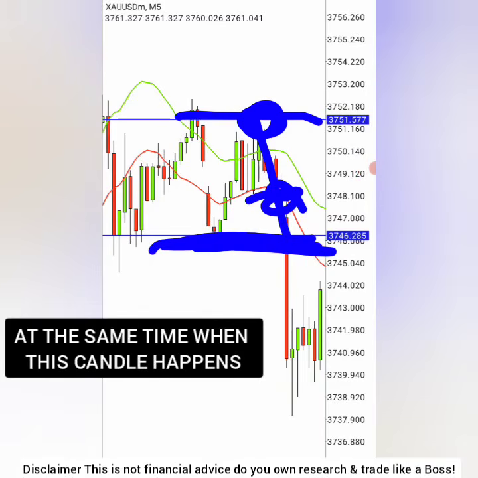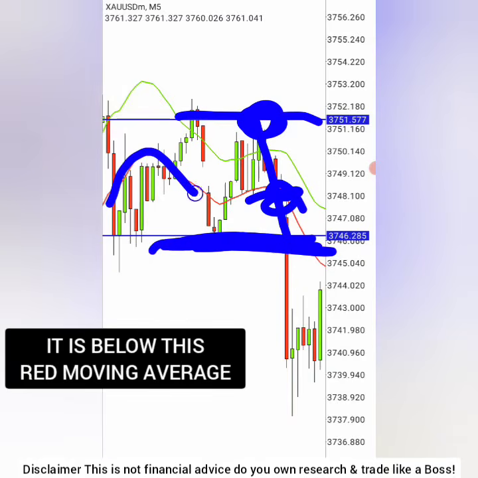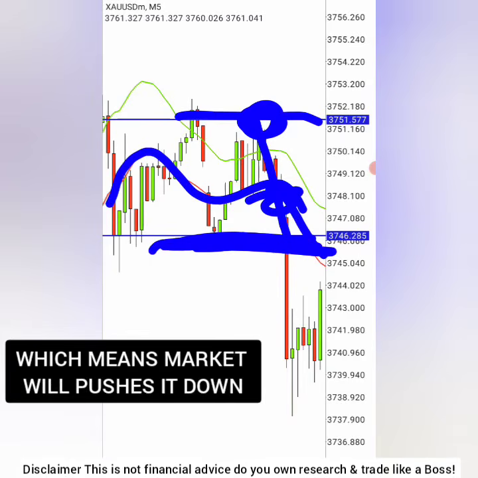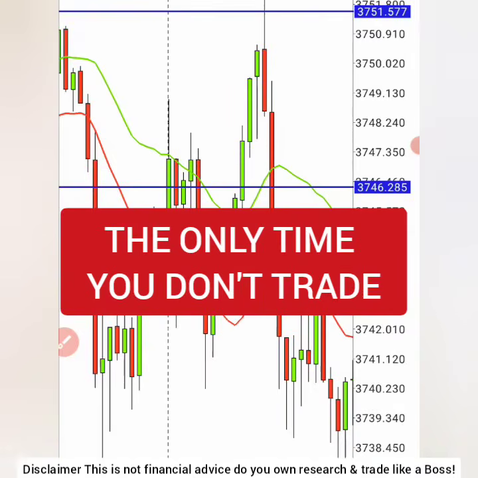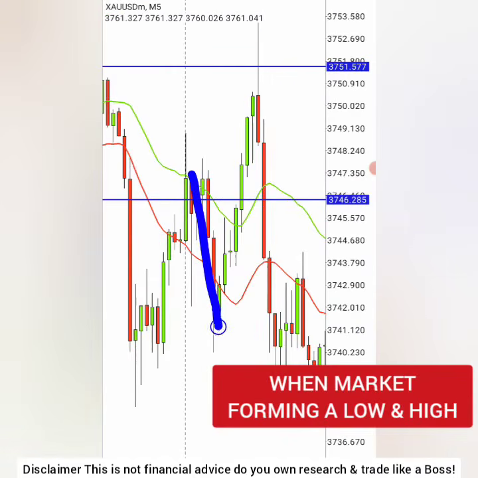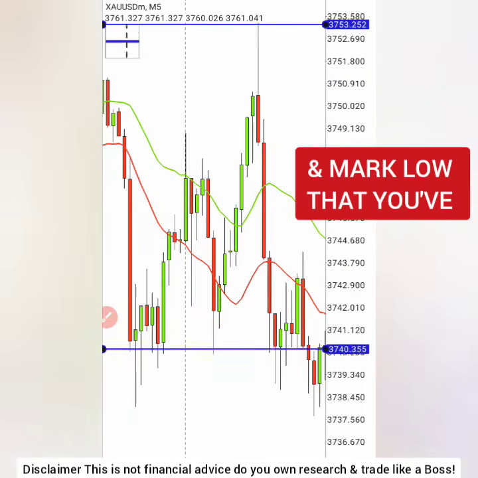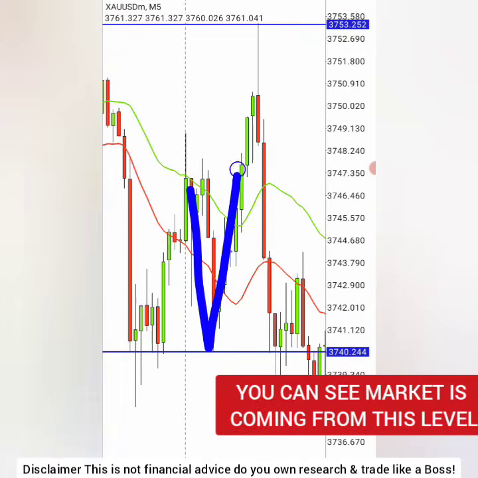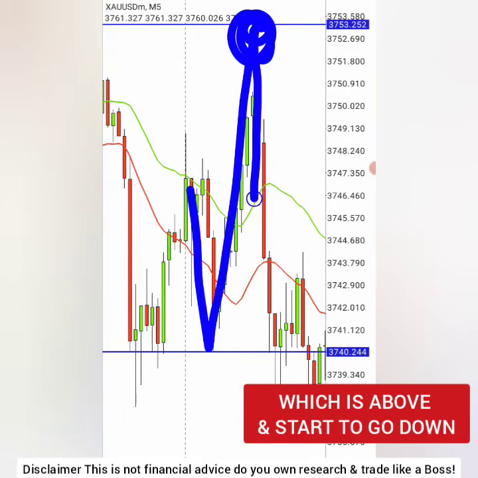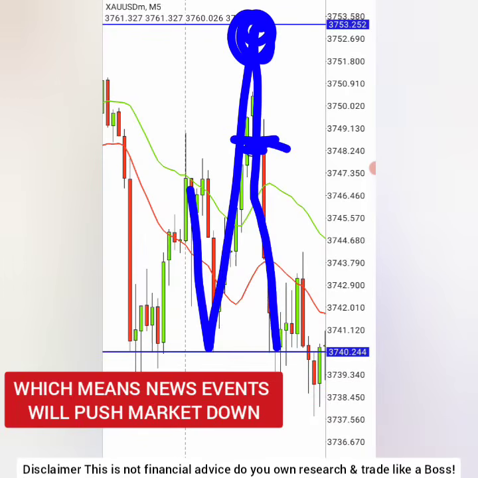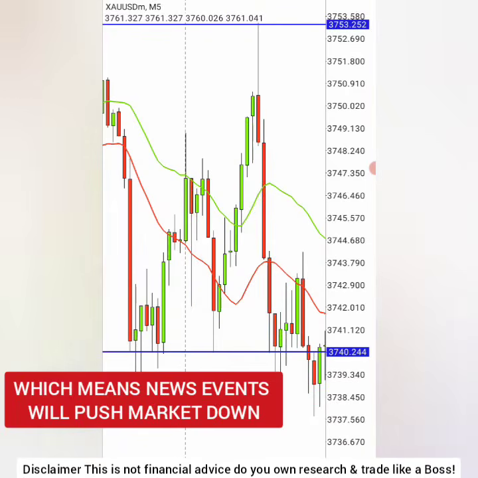And at the same time, when this candle happens, it is below this red moving average, which means the market will push it down. The only time that you don't trade with this strategy is when you have the market forming a low like this and then a high like this. So when you mark the high that you have and also the low that you have, you can clearly see that the market is coming from this level which is above and now starting to go down, which means the news event will push the market to go down.